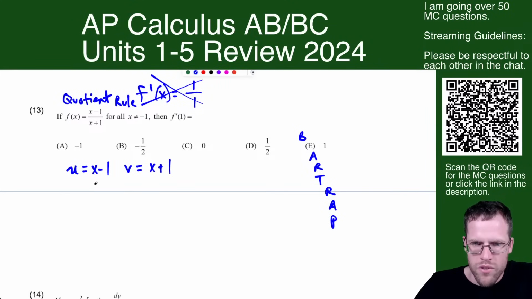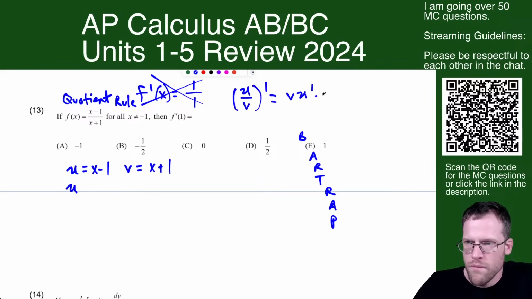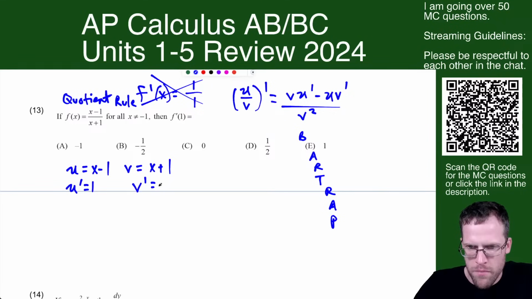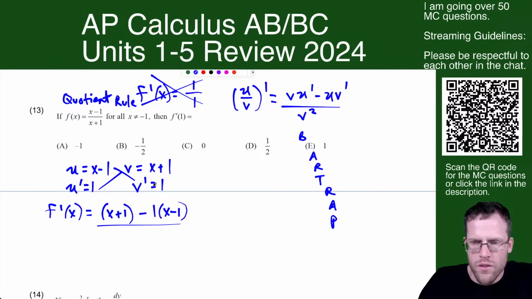So here I'm using the quotient rule, and I'm using this version here: u over v prime equals vu prime minus uv prime over v squared. So here u prime is 1, v prime is 1. So I have vu prime, that's going to give us f prime of x is 1 times x plus 1 minus 1 times x minus 1 over the denominator squared. So over x plus 1 squared.